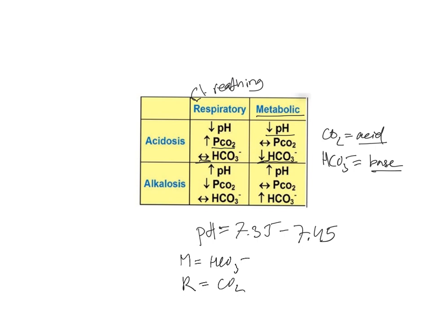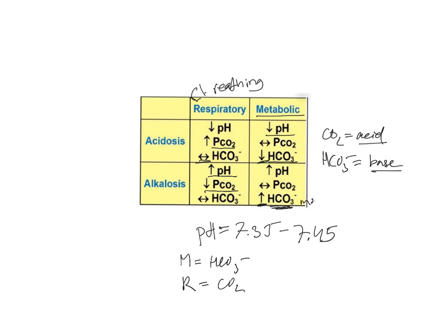For alkalosis, you can have respiratory or metabolic. Alkalosis is increasing pH, so your system has more base. For respiratory, since it involves carbon dioxide, there's a decrease in CO2, so it's less acidic and more basic. For metabolic alkalosis, bicarbonate is increased, and since it's a base, then your blood is going to be more basic.